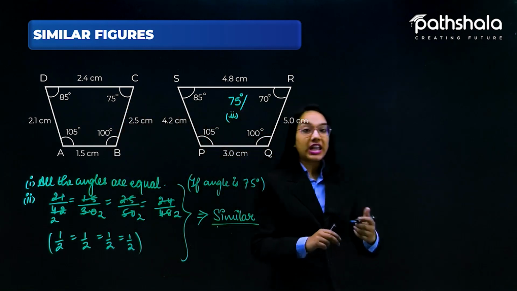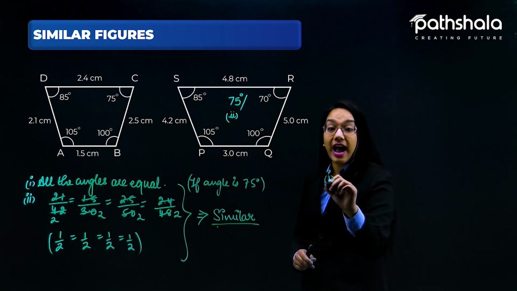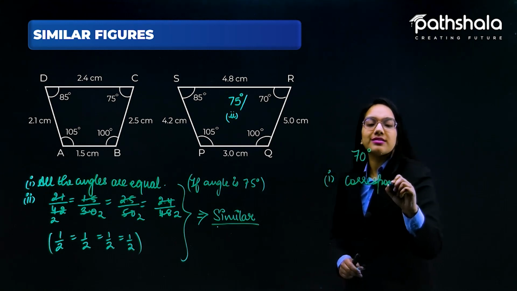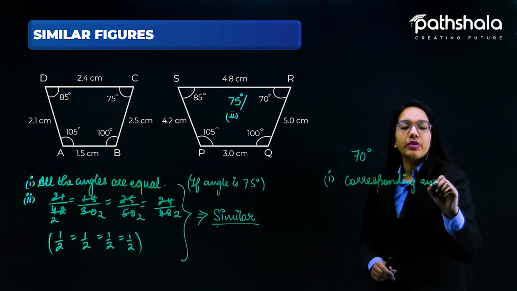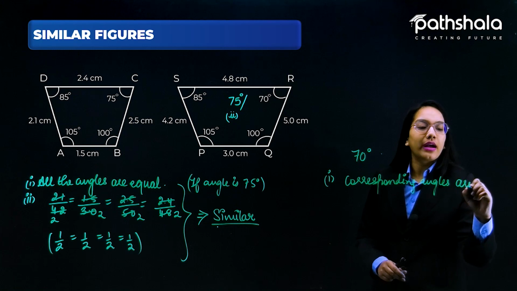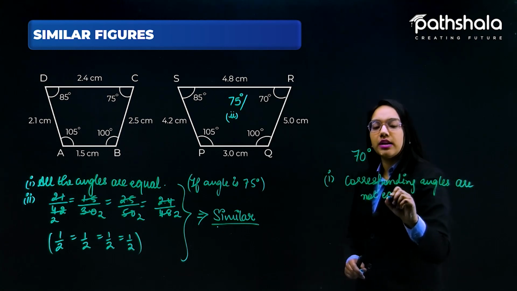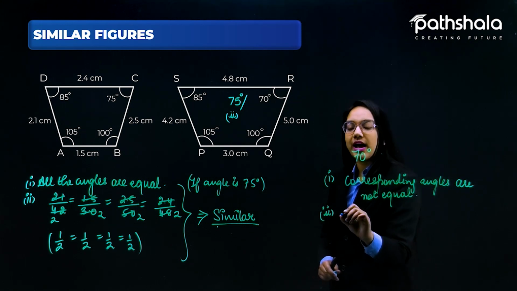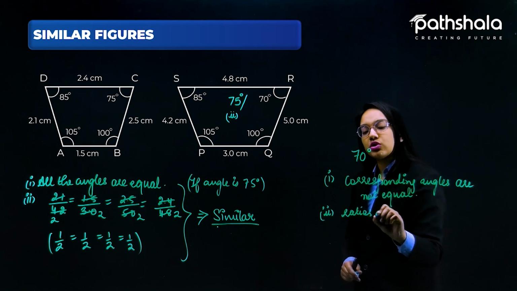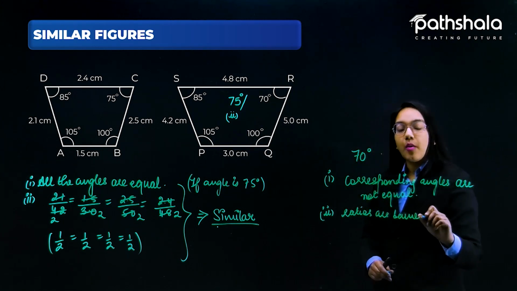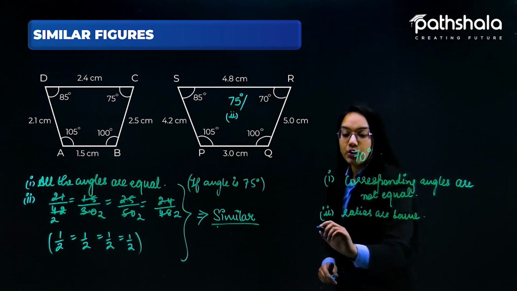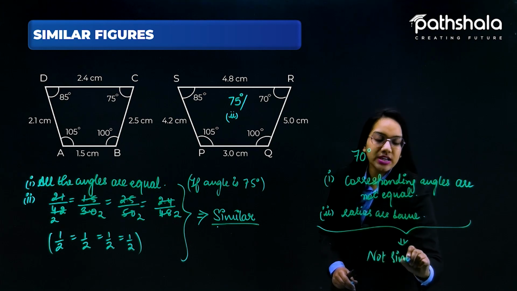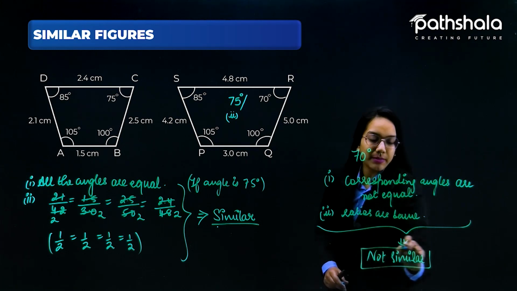But if I am taking the angle as 70 degree, it means the corresponding angles are not equal. Obviously, the second condition shows that the ratios are the same, but their corresponding angles are not equal. So it implies that they are not similar, because these two conditions are necessary and sufficient for the similarity criteria.